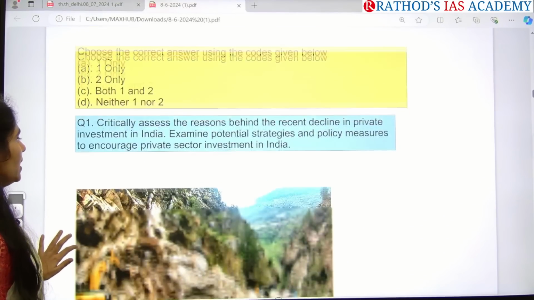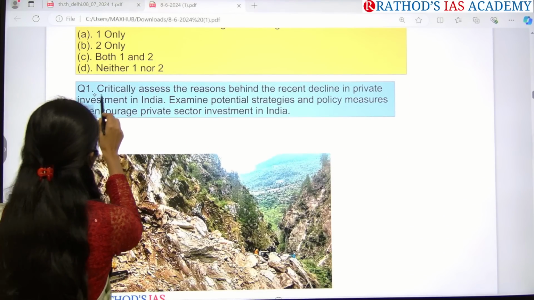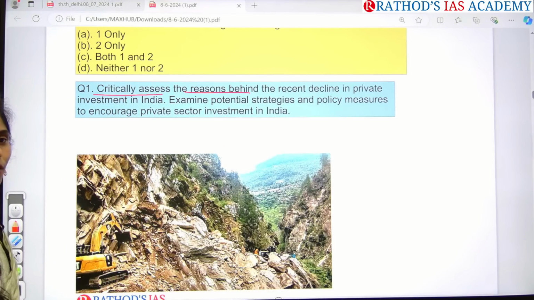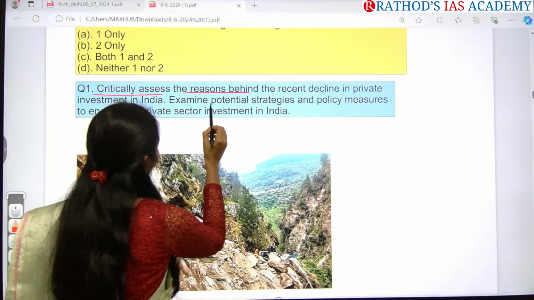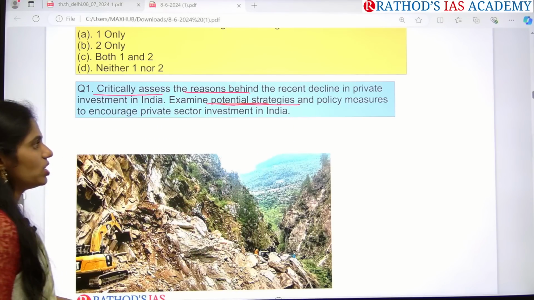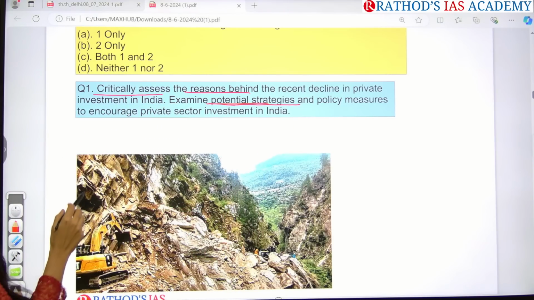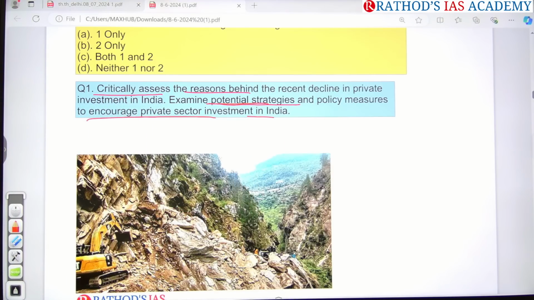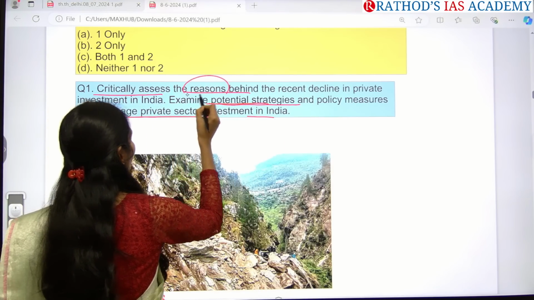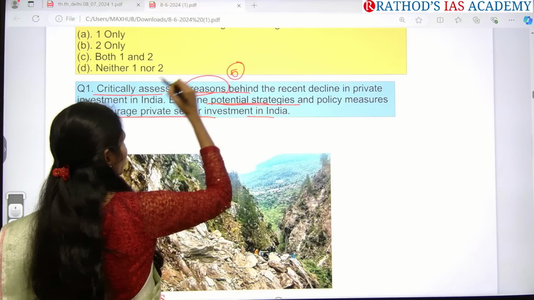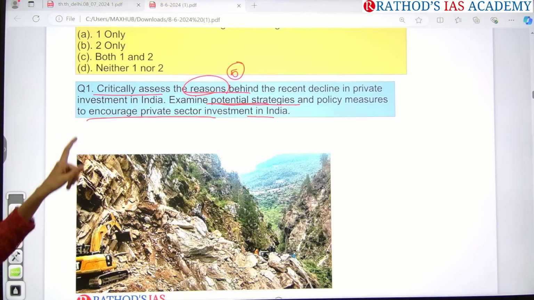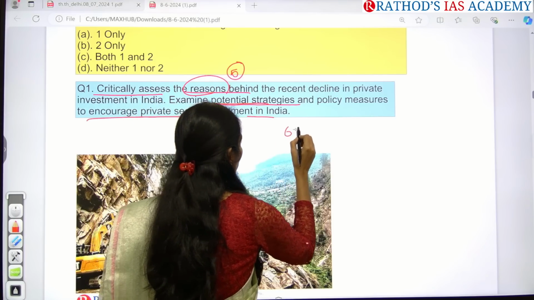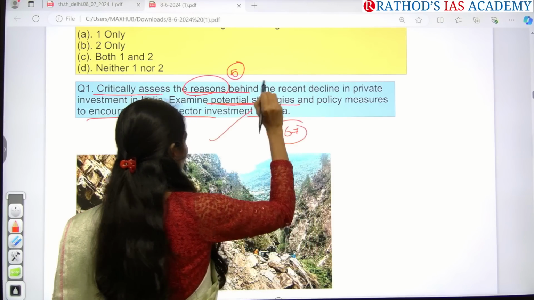And now let us see the second question, that is, critically assess the reasons behind the recent decline in private investment in India. And here you have to examine the potential strategies and policy measures to encourage private sector investment in India. So first, you have to write the reasons. I said about 5 important reasons, right? So you can write those 5 reasons. And then you have to give the strategies. I said about 6 to 7 points in measures. So you can write those things to answer this question.